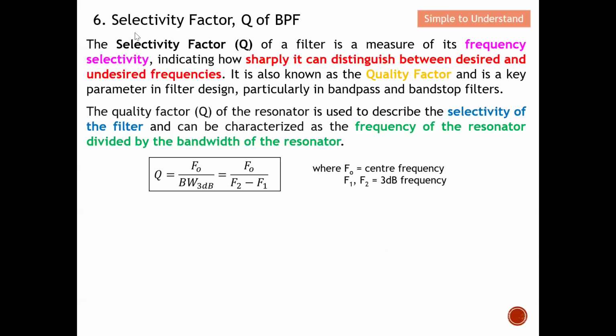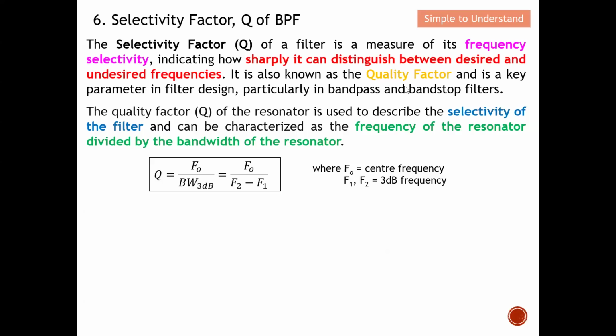The definition for selectivity factor is mentioned over here. The selectivity factor Q of a filter is a measure of its frequency selectivity, indicating how sharply it can distinguish between the desired and undesired frequency. In short, this selectivity factor determines the skirt, if you still remember, of the bandpass filter, how sharply it transitions from pass band to stop band, for example in this case here. So this is the definition for selectivity factor.